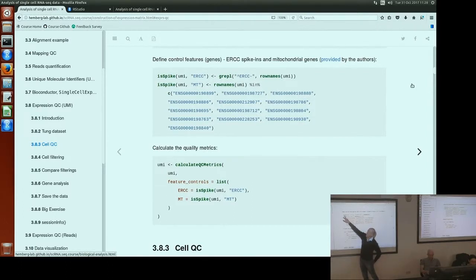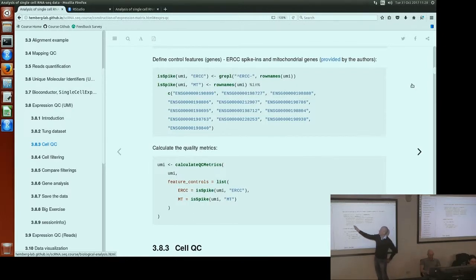So there is a function called isSpike, which you apply on your single cell experiment. And then you call it ERCC, this new slot in your data set. And then you just select all the genes which start with ERCC in the beginning.